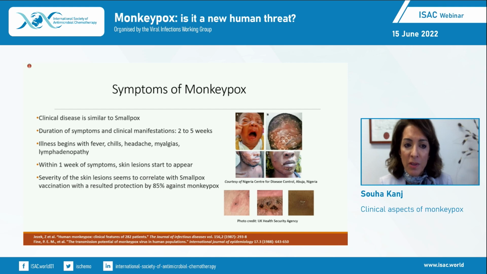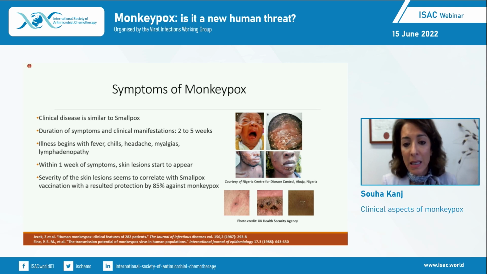What are the symptoms of monkeypox? The clinical disease is similar to smallpox. The duration of symptoms and the clinical manifestations vary between 2 to 5 weeks. The illness begins with a non-specific prodrome. Patients have fever, chills, headache, myalgias, with some lymphadenopathy. And within 1 week of the symptoms, the skin lesions start to appear. Typically they appear around 3 days, but in some patients it takes up to 1 week.